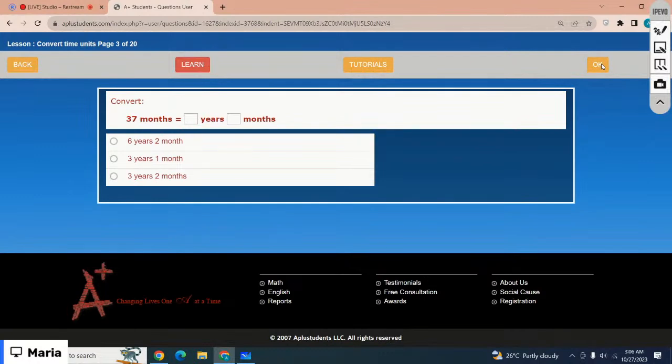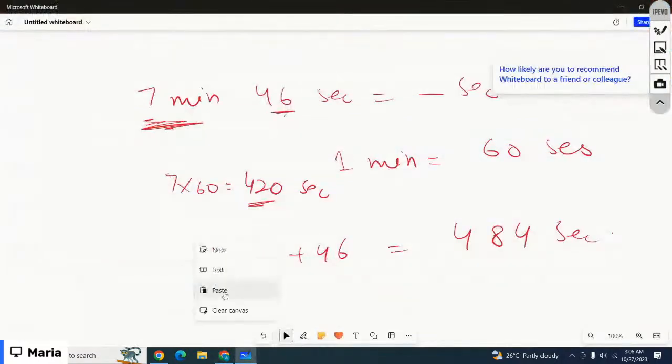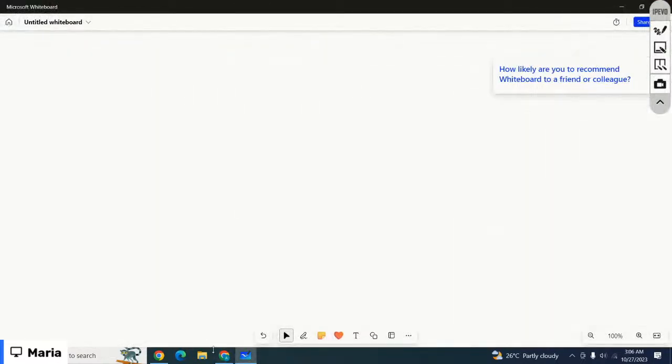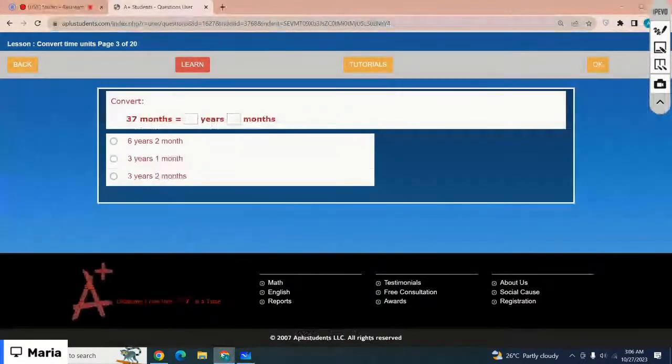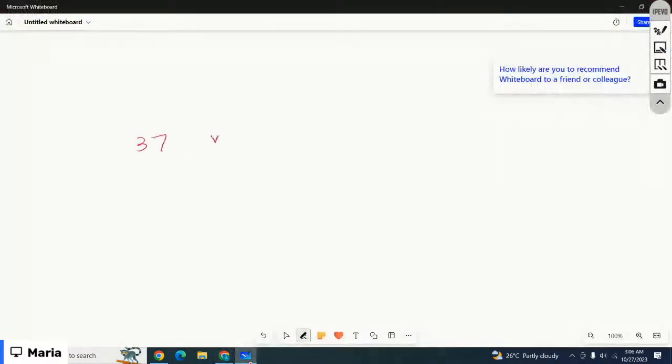37 months equal how many years and how many months? Which is the correct option? We know that in 1 year we have 12 months. So let's divide. Hold on, 37 minutes, 37 months, sorry. We know that in 1 year we have 12 months.